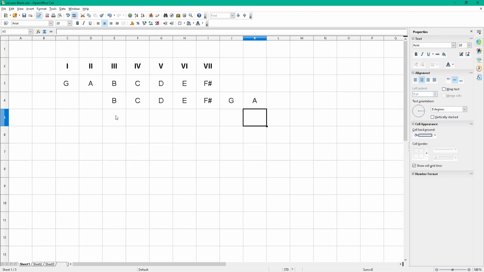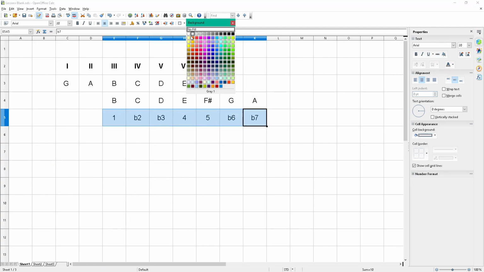And the reason we call it that is because if I look at the intervals relative to B, this is a 1. The interval in between B and C is a flat 2. The interval in between B and D is a flat 3. The interval in between B and E is a 4th. The interval in between B and F sharp is a 5th. The interval in between B and G is a flat 6. And the interval in between B and A is a flat 7. So these are the numbers of a Phrygian scale.